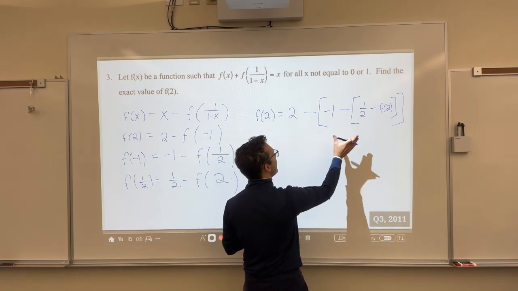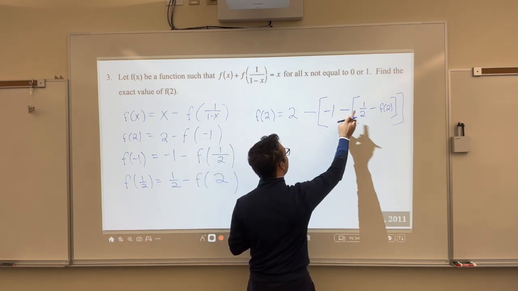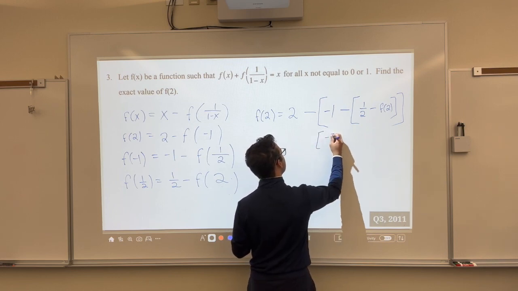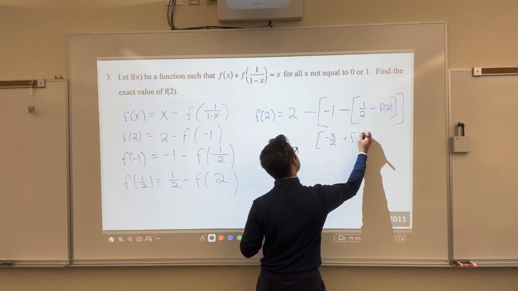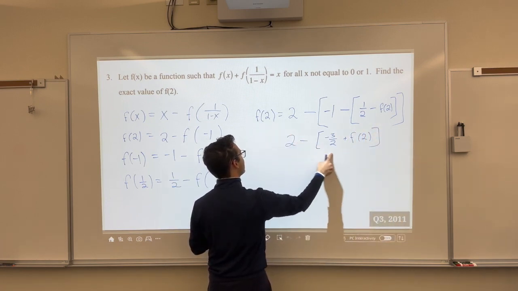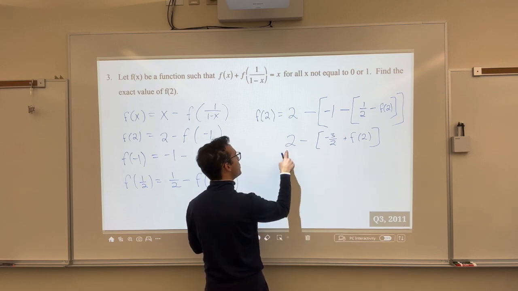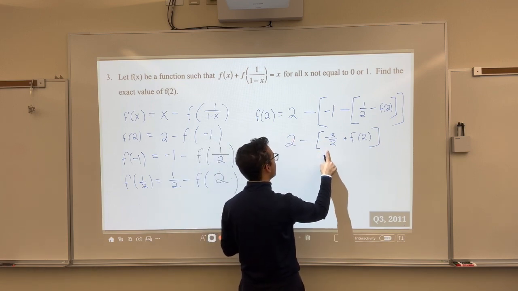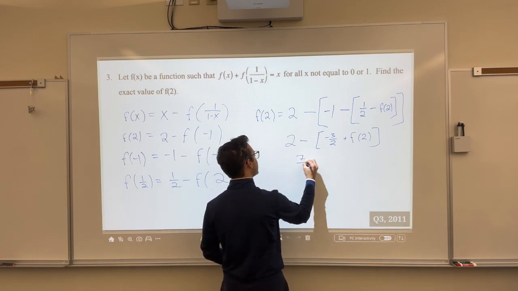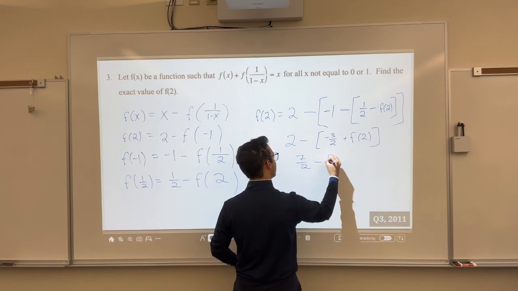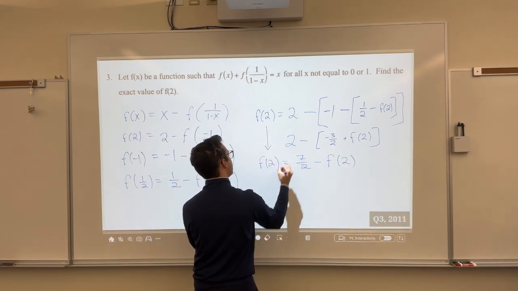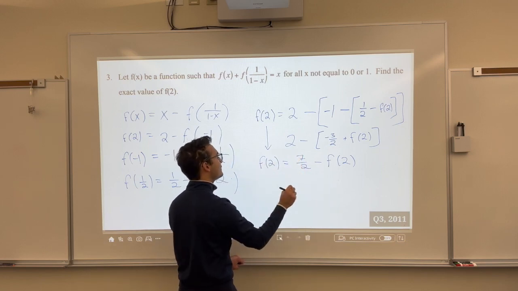So now if we simplify the insides of this, negative 1 minus 1/2 is negative 3/2. So the inside becomes negative 3/2 plus f of 2. And then we have 2 minus that. So then simplify further, 2 minus negative 3/2 would be equal to positive 7/2. So we have 7/2 minus f of 2. So bring the f of 2 down. We say that f of 2 is equal to 7 halves minus f of 2.